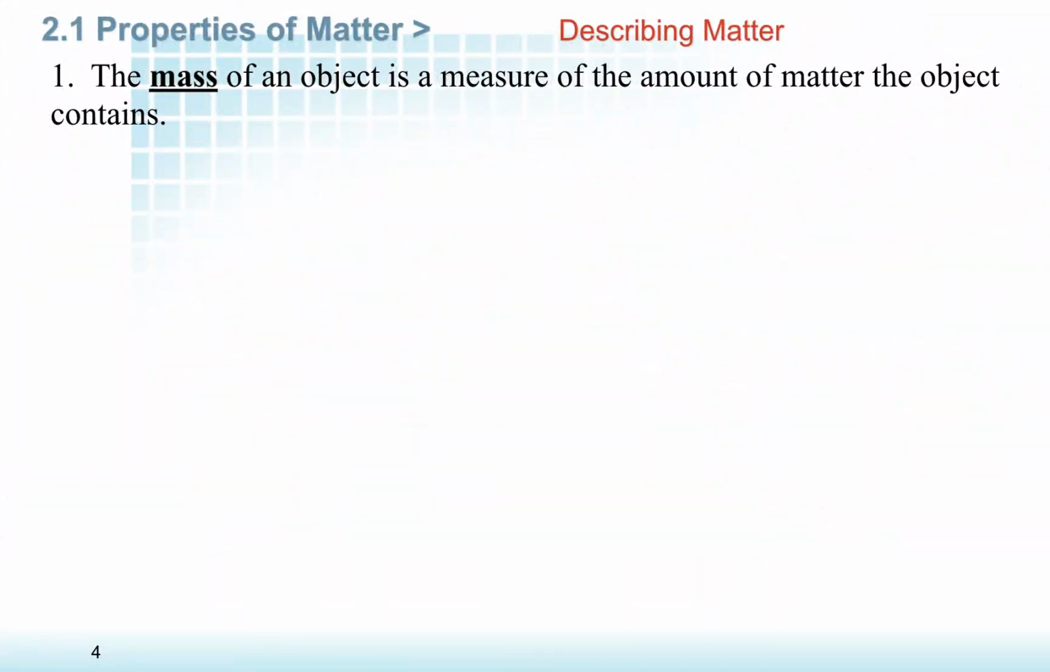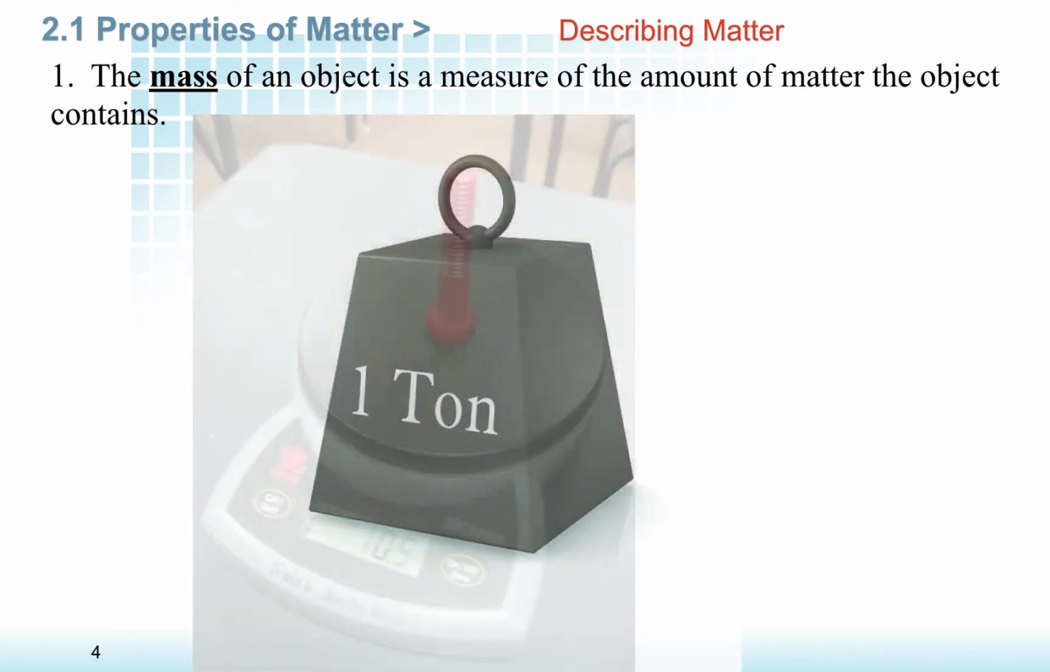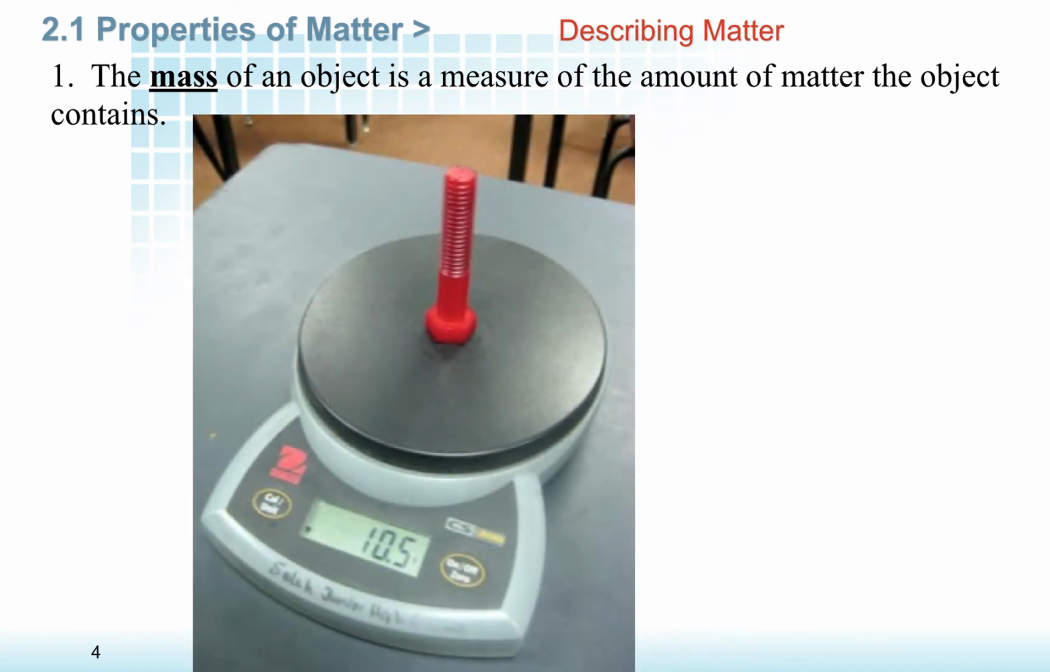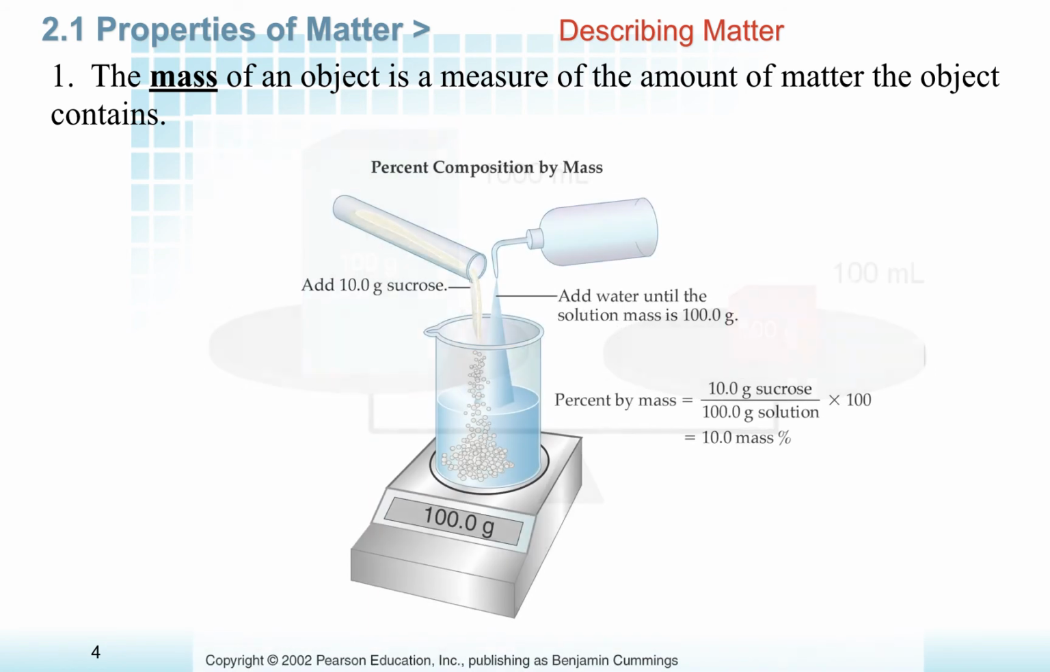The mass of an object is a measure of the amount of matter that object contains. Here are some examples. We have a 1-ton weight. We have a red bolt that has a 10.5 gram mass. We have two boxes that both have a mass of 100 grams. That's how much there is. Now notice one box is much bigger than the other, so even though it has the same mass, it doesn't have the same volume. Therefore, they would have different densities.